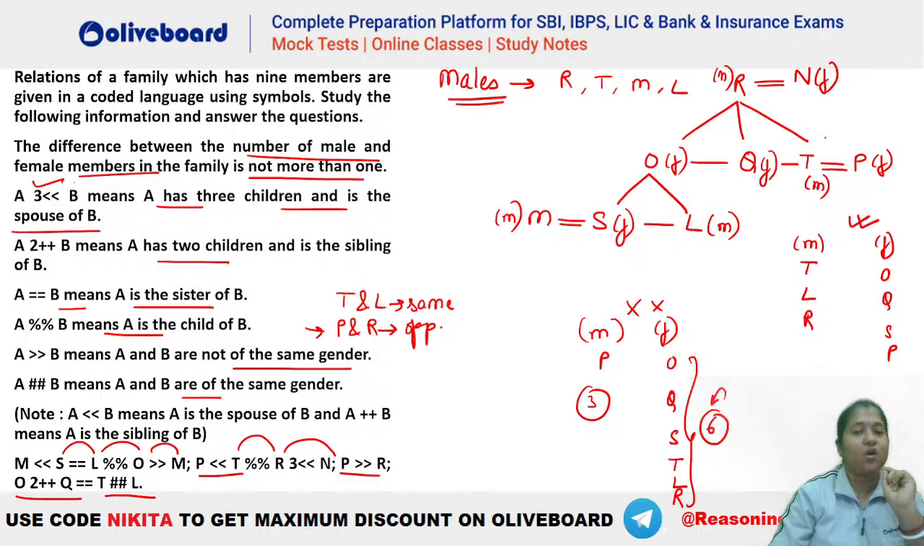So you can see who all are the male members here. Male, you can see we have R, right? We have R, we have T, we have M and we have L. So R, T, M and L, these are the male members of the family.